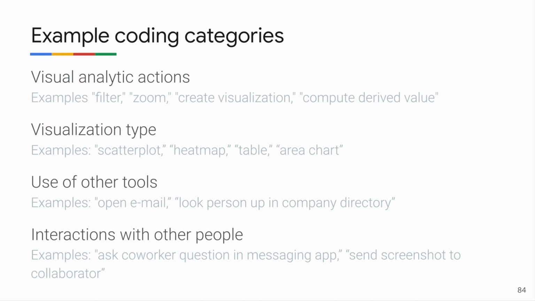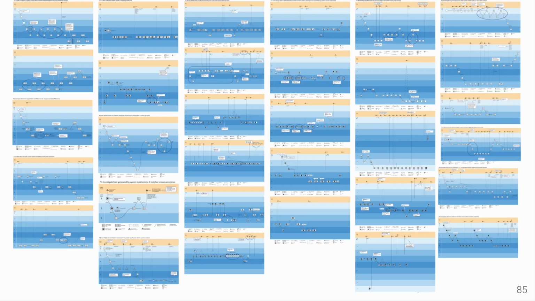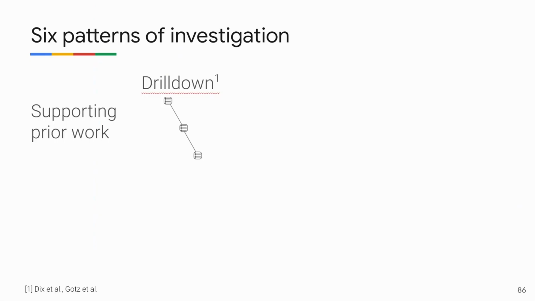Examples of these categories might be visual analytics actions such as filter and zoom, or use of other tools like opening an email or looking up a person in the company directory. We then used these categories to visualize each investigation, then looked for common patterns. From these visualizations, we identified 6 patterns of investigation. We found 3 that supported patterns found in prior work.